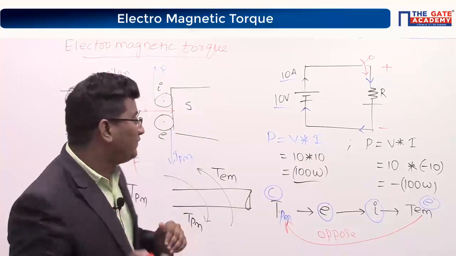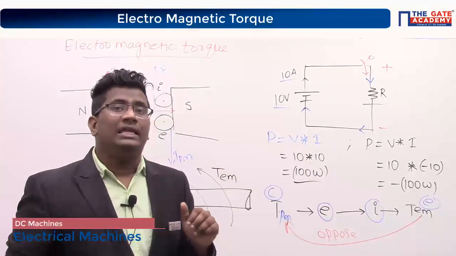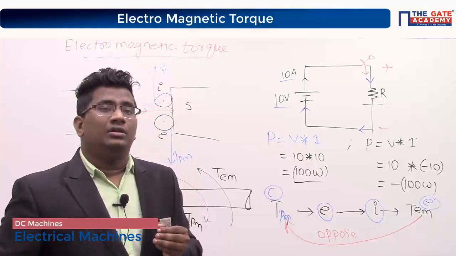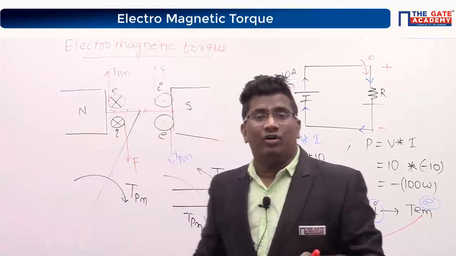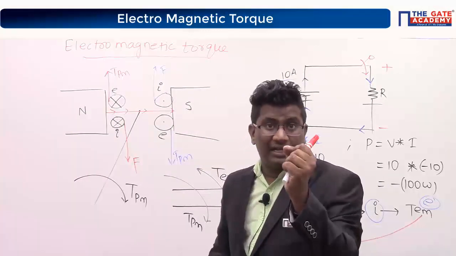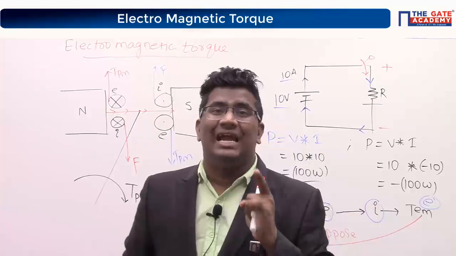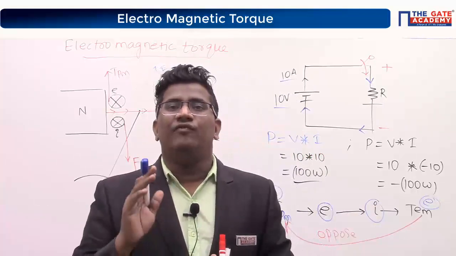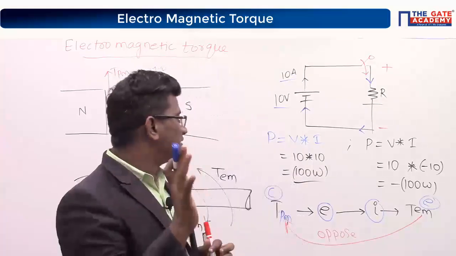The polarity that we have taken for current, is it correct or wrong? Yes. Therefore, in a generator, the polarity of voltage and current both are the same. I hope you have cleared this.